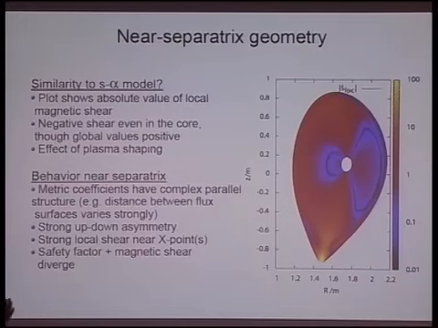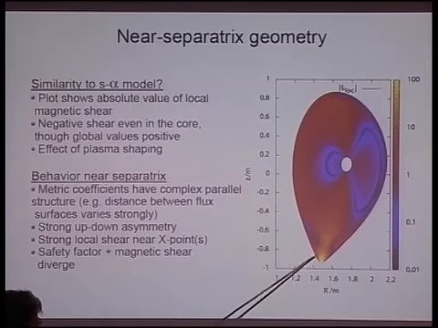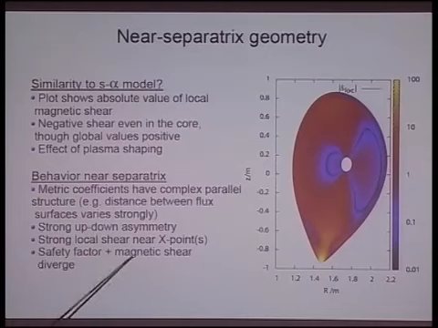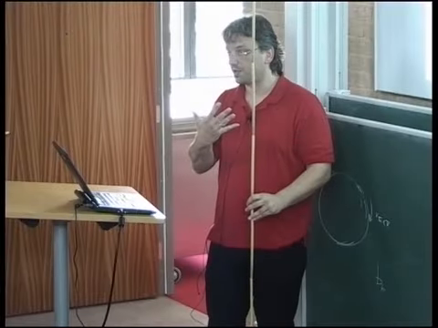But this is just one example of things that go pretty wild as we go out. And things become more and more non-s-alpha. All the metric coefficients have very complex parallel structure. We have strong up-down asymmetry. We have strong local shear, especially near the X points. You get the largest values, which are yellow, down here. So the local shear can get as high as 50 or more. And of course, safety factor and global magnetic shear diverge as we go out. So it's reasonable to ask, can you do this with a standard gyrokinetic approach?